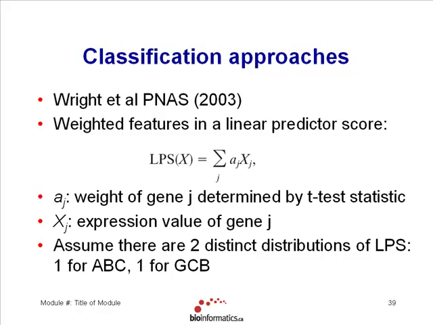And we can assume that there are really two distinct distributions of these, one for ABC and one for GCB. So we can learn one of these for ABC and learn one of these for GCB. It's very similar to those distributions that I mentioned earlier. So schematically, one can imagine a distribution where this one could be GCB and this one could be ABC. And then, given some way of determining a density from a particular case, you can classify the cases according to those distributions.